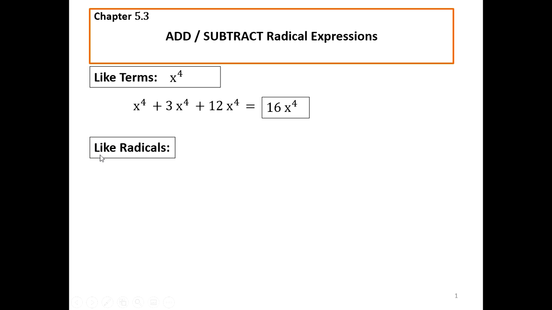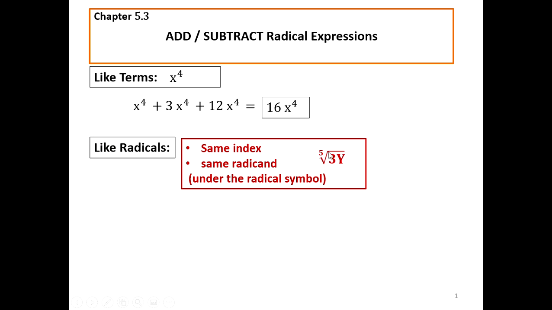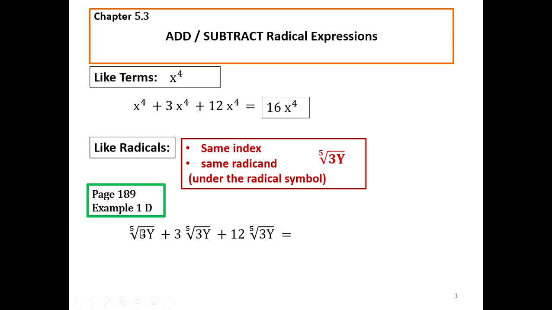Now let's do the same with like radicals. To be a like radical, or the same radical, you have to have the same index and you have to have the same radicand. Because remember, this can be written as 3y to the 1/5. Same index, same radicand. So they're like terms. Add the coefficients, 1, 3, 12. We get 16, and the same index, the same radicand, the same terms.